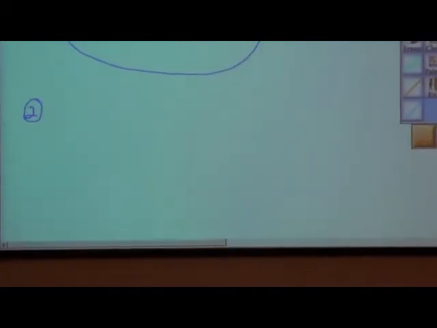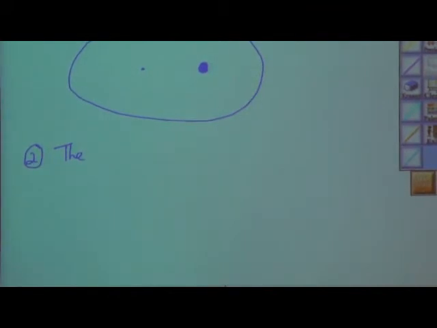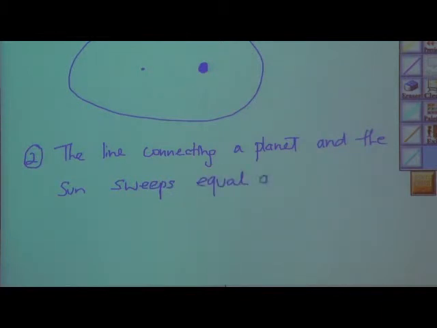2 is what we already know, that the line, the hypothetical line, there is no line between a planet and the sun, but we will say the line connecting a planet and the sun sweeps equal areas in equal times, in equal duration of times.